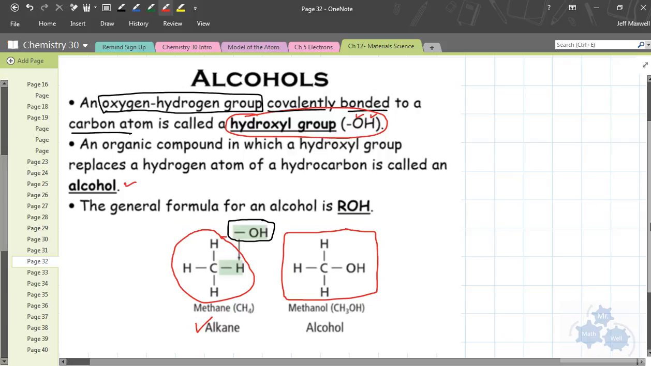Now we're going to talk a little bit about naming very soon, but methane now becomes methanol. Now why would it be methanol? Because there's only one carbon. So this is the simplest alcohol, one carbon, with the alcohol group on there, and it's called methanol. Remember the R's here. R is some carbon or carbon chain, and so ROH would be the general formula for an alcohol. Sometimes you'll see it like this, R-OH.